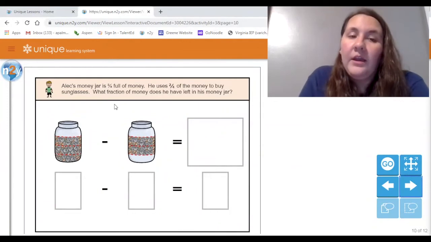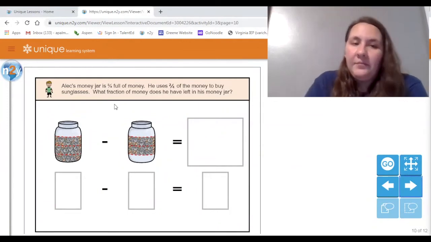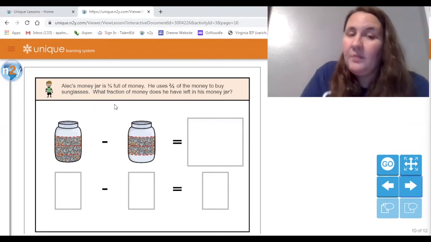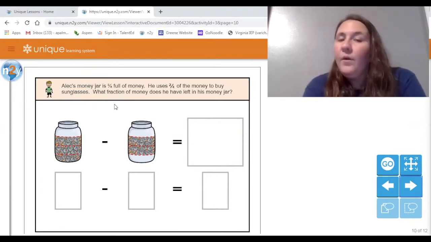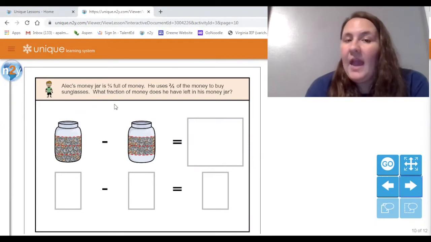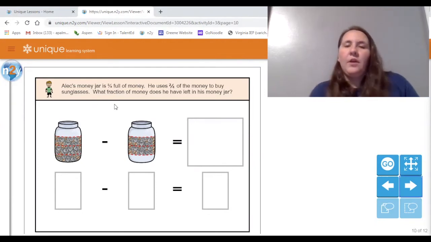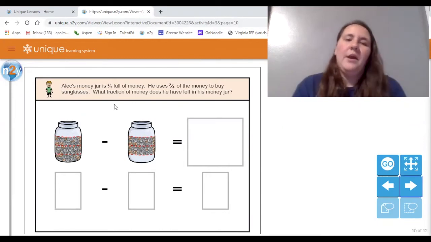Alex's money jar is 3/4 full of money. He uses 2/4 of the money to buy sunglasses. What fraction of money does he have left in his money jar? Okay, so let's look at our first jar, okay? Our first jar.